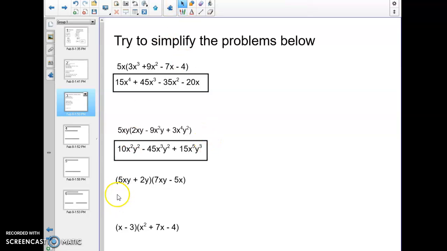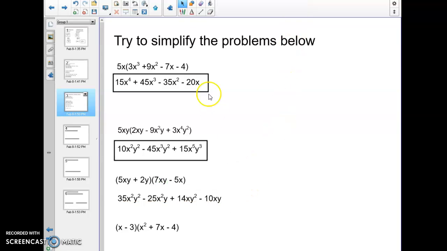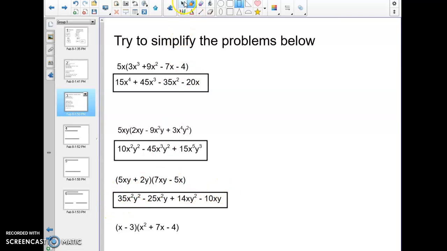Here this is like foiling. 35x squared y squared when you multiply the first two terms there. Minus 25x squared y, plus 14xy squared, minus 10xy. We're just foiling, and when we're multiplying, we're adding the exponents. And then finally, we're distributing the x through and then the negative 3 through.